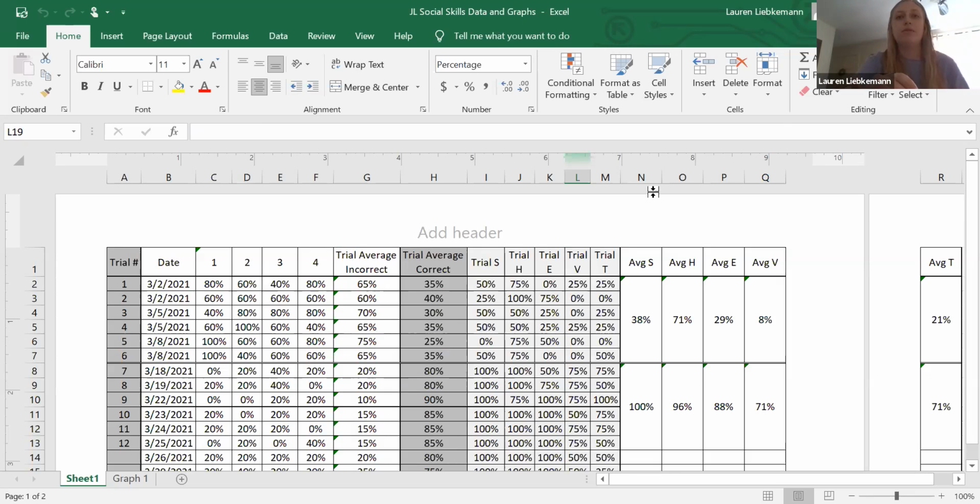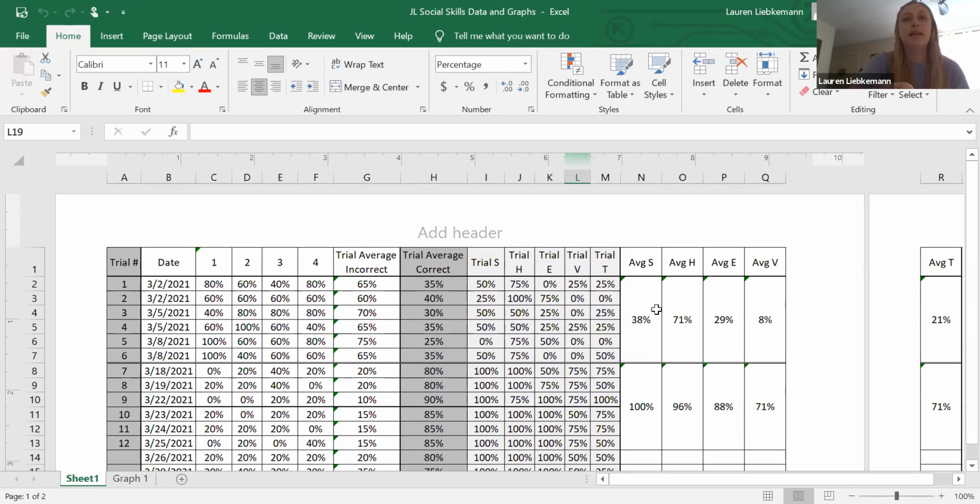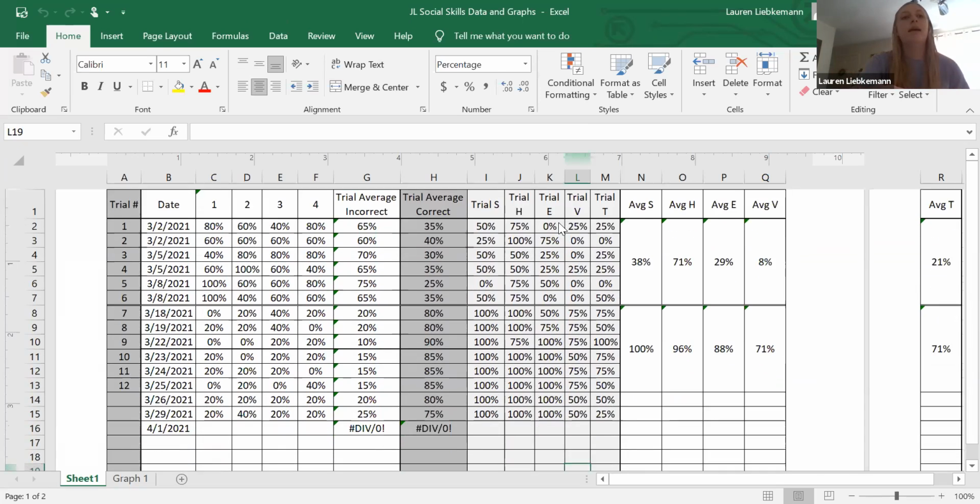We saw the most success with his shoulder and head orientation and his eye gaze, but in volume and tone he also did a lot better. He rose significantly. We did that for 3 days again, but we were only able to do one post-treatment probe per day instead of the two like we did in baseline.